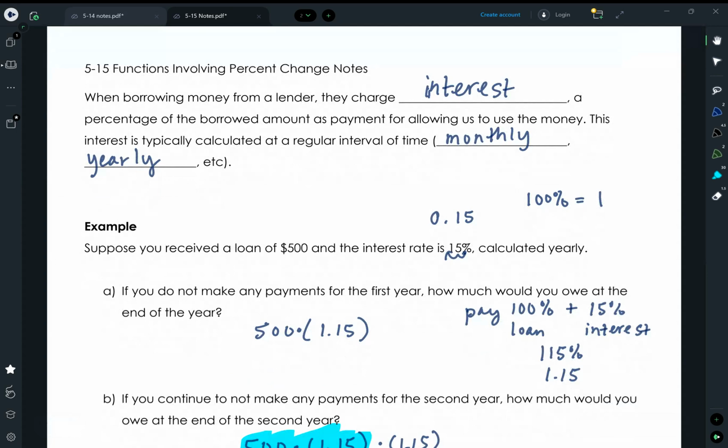So for now, we're looking at these simple interest ideas. We're not making any payments, and we're just looking at how does money change? How does interest add to what we owe? And how does this work?